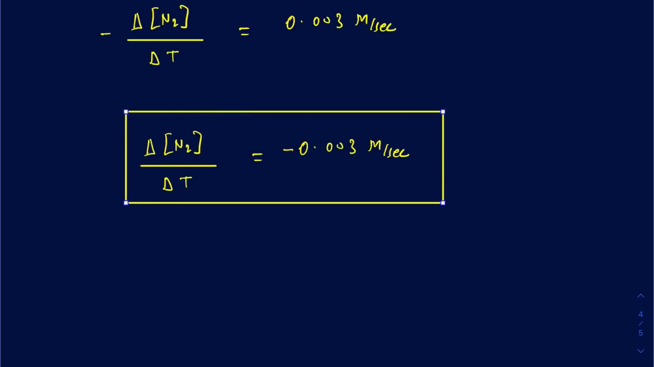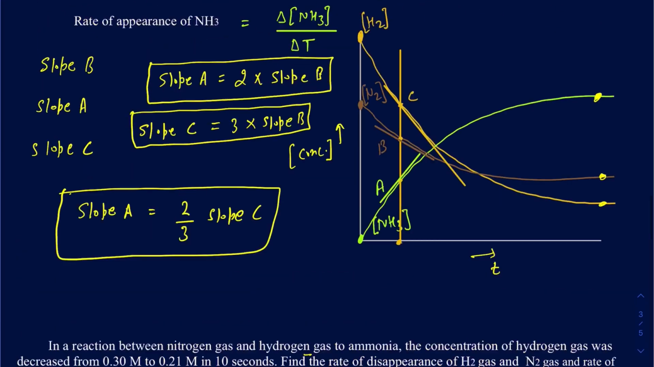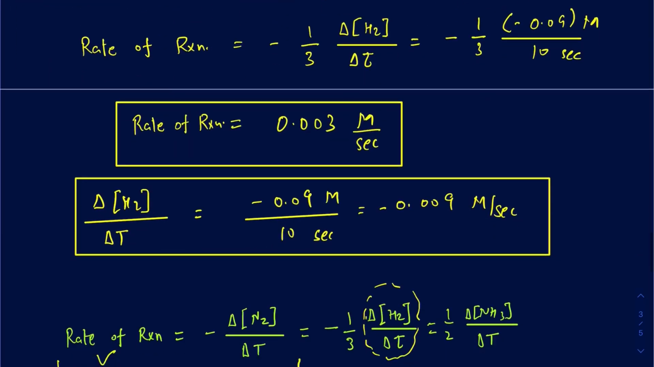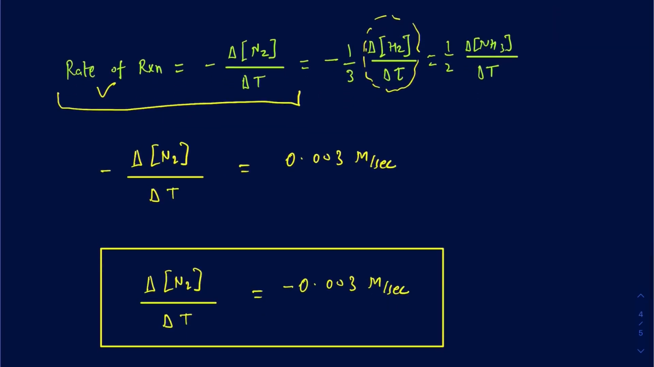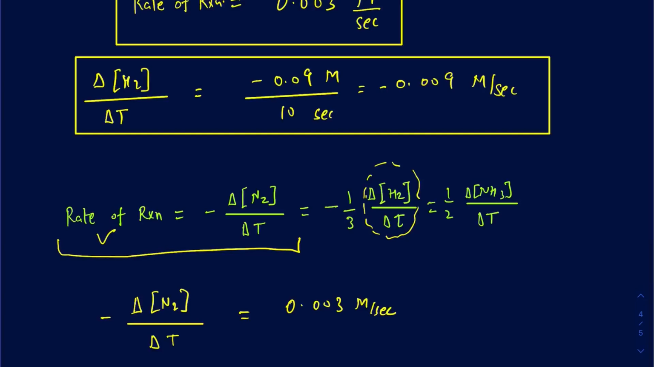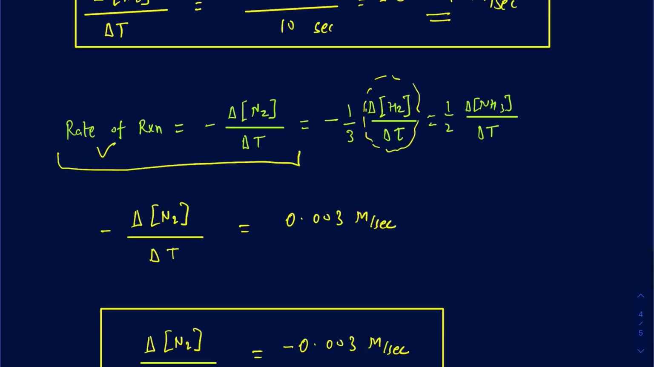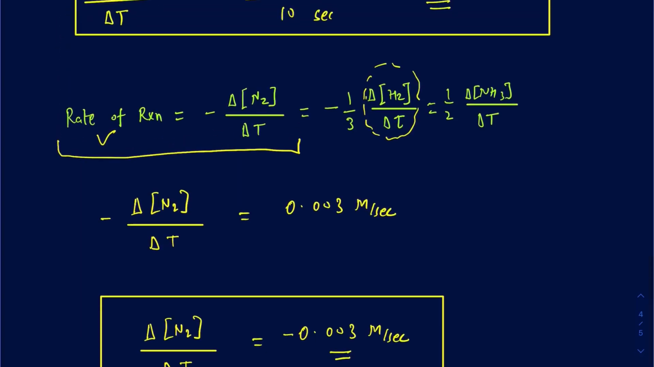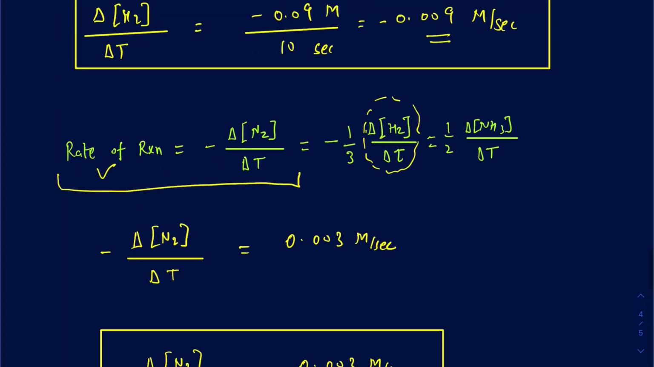If I go back and look at the stoichiometry relation between the N2 and H2, we know it's a 1 to 3 mole ratio. What that means is the H2 should be consumed 3 times faster than the N2. So let's compare their rates now. The rate of disappearance for H2 was 0.009 and the rate of disappearance of N2 is 0.003, and that's exactly what's supposed to be because H2 disappears 3 times faster than the N2.